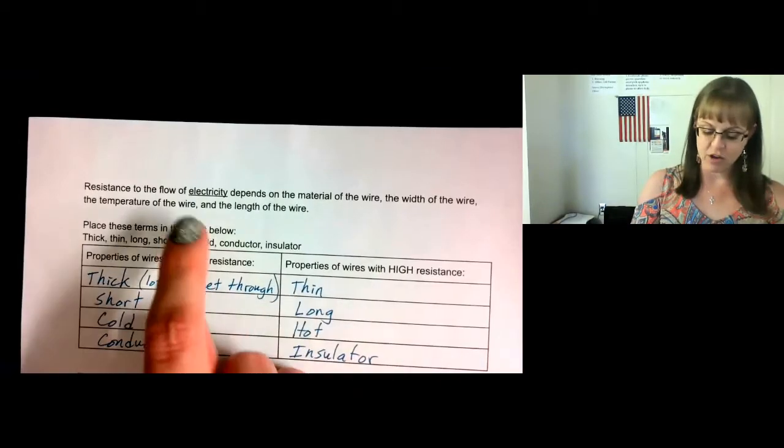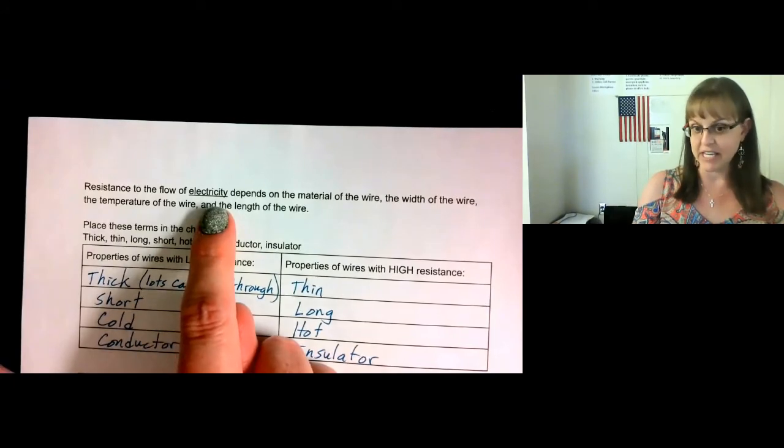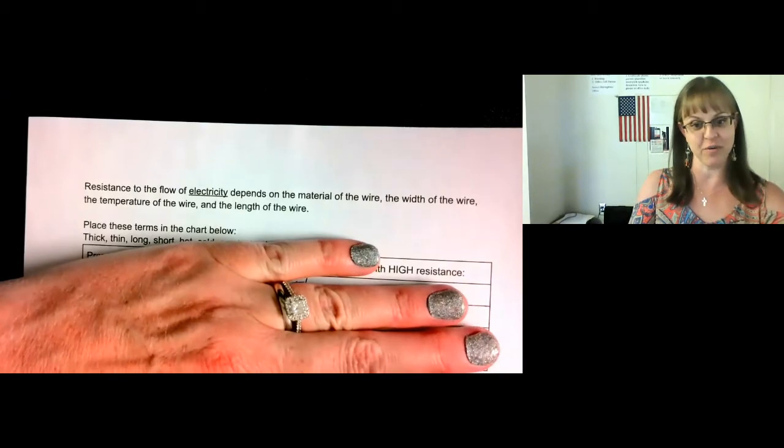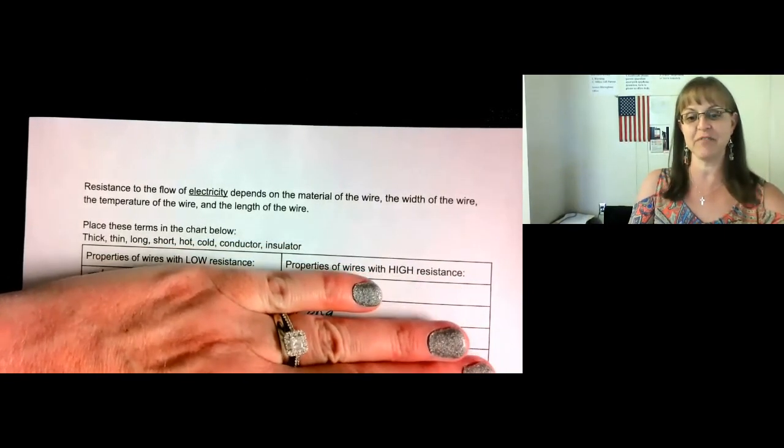So like we were saying, resistance to the flow of electricity depends on the material of the wire, the width of the wire, the temperature of the wire, and the length of the wire. So let's see if we can figure this out.